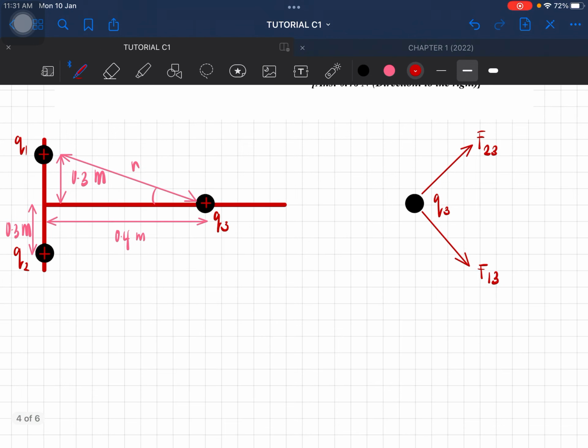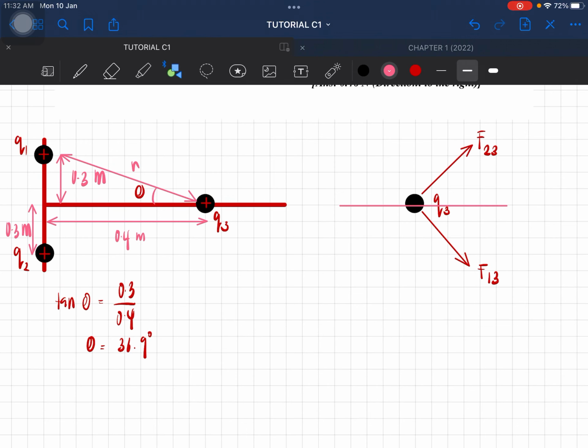So that is your theta. So for tangent theta, we'll get opposite over adjacent, 0.3 over 0.4. So the angle is gonna be equal to 36.9 degrees. Okay, so that is the angle needed when you are gonna resolve these force vectors.